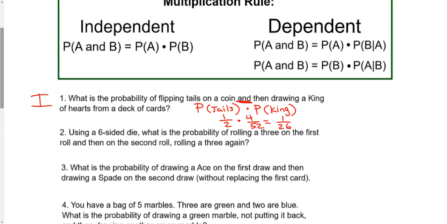Okay, the next one, it says, using a 6-sided die, this one we already said it was independent. Using a 6-sided die, what is the probability of rolling a 3 on the first roll and then on the second roll, rolling a 3 again? So, let me see. And then, there's the key word again. So we want to find the probability of rolling a 3 and then a probability of rolling the 3 again. So on a 6-sided die, this is 1 out of 6, and it's 1 out of 6 again for a final of 1 out of 36.